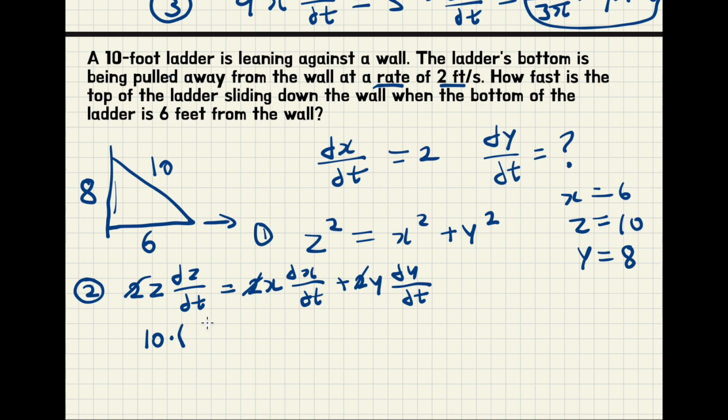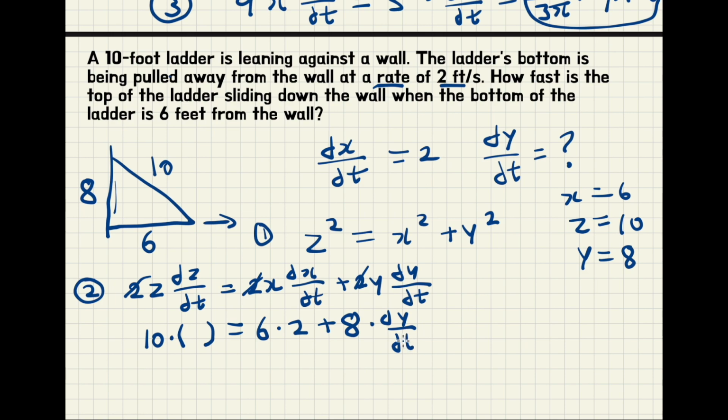I'll come back to dz/dt, because we don't have it right now. x is 6, times dx/dt, which is 2, plus y, which is 8, as we calculated using the Pythagorean theorem, times dy/dt, which is what we're solving for.